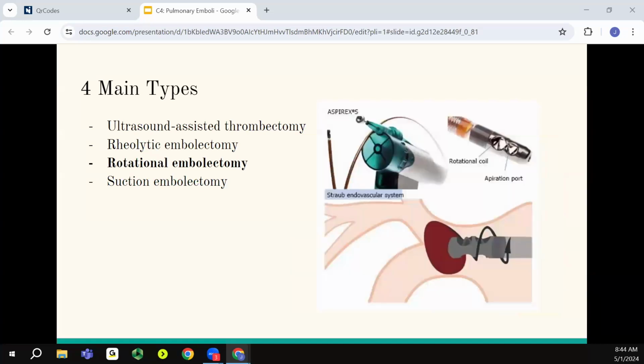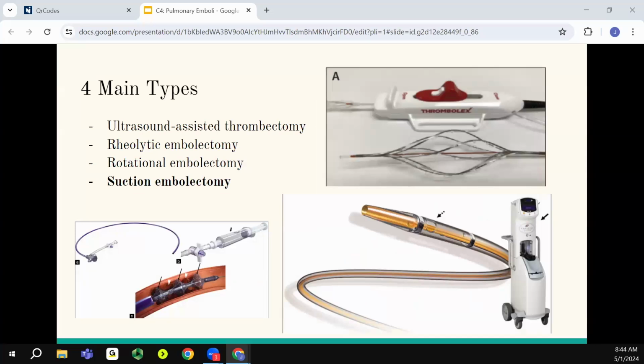Rotational embolectomy is a device that goes in and rotates and breaks up clot while continuously aspirating, but doesn't have those same adverse effects as the saline that's breaking it up, for reasons that I'm not quite sure why. And then the suction embolectomy, this is pretty straightforward. There's a ton of different devices for this. It goes in and sucks out clot, frequently with the assistance of catheter-directed thrombolytics.